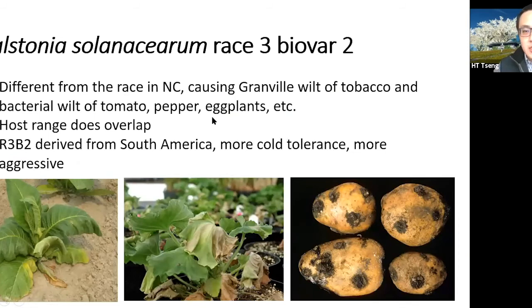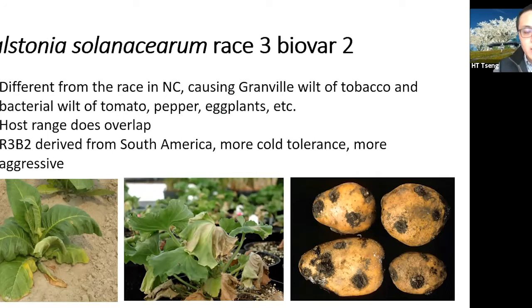I'm sure being in Eastern North Carolina, you've heard about Granville wilt on tobacco. In North Carolina, we actually have Ralstonia solanacearum, but it's a different race and variant. Race, in the bacterial world, emphasizes its host range. So in North Carolina, we have race 1, and that targets tobacco, tomato, and most of the solanaceous crops.